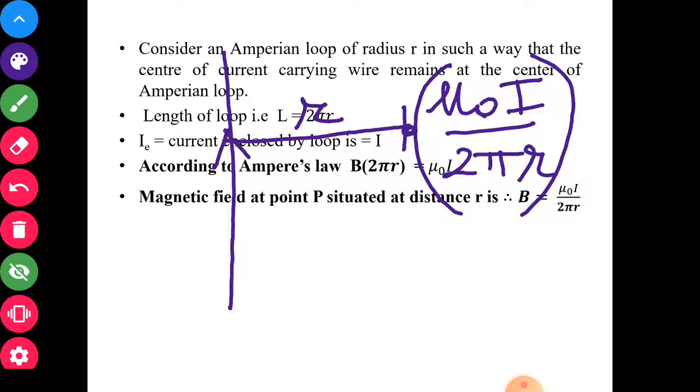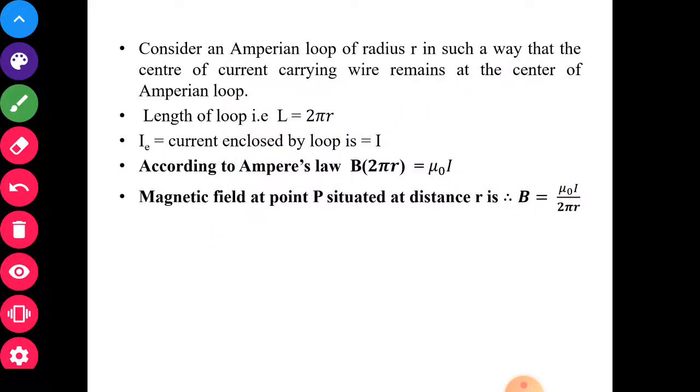It is an infinitely long current carrying conductor, yet it has a finite value of magnetic field. If you have an infinitely long current carrying conductor carrying current I, then it does not produce an infinite value of magnetic field at this point. It has a finite value.